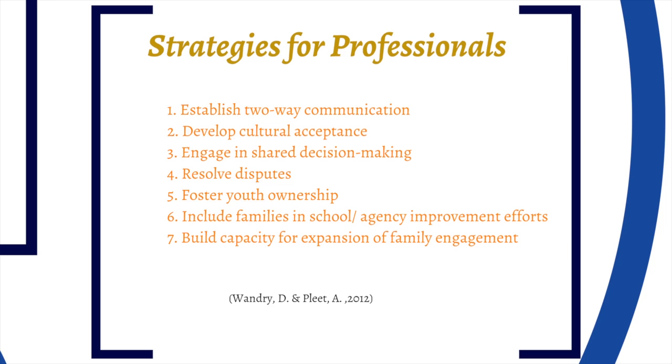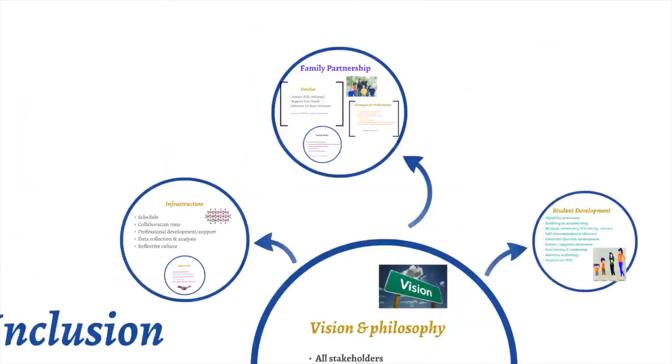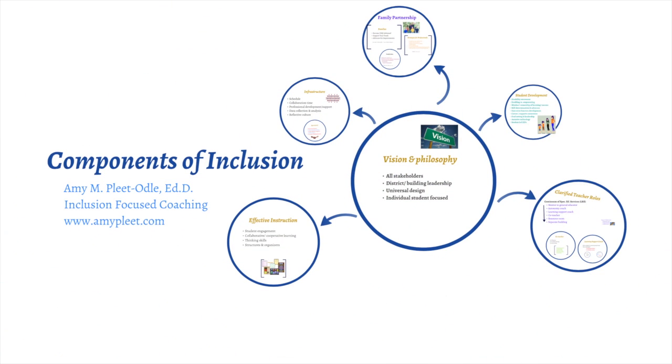And finally, building further capacity to expand family engagement, encouraging families who have taken a strong role to become leaders in other strategies to engage other families. So these are the 6 components that it takes to make inclusion work.